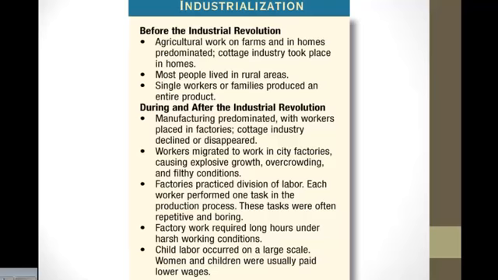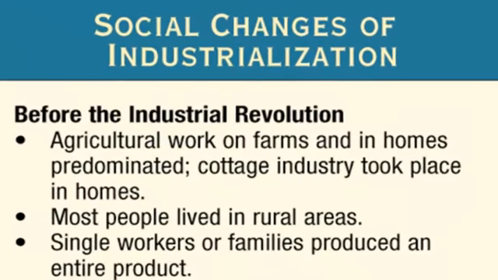Before the Revolution, agricultural work on farms and in homes predominated, and the cottage industry was really what the economy was. Most people lived in rural areas. For instance, in America, around the time of the founding, over 90% of the population were actually farmers. Single workers or families produced the product. Okay, so whatever they used, they usually made themselves.